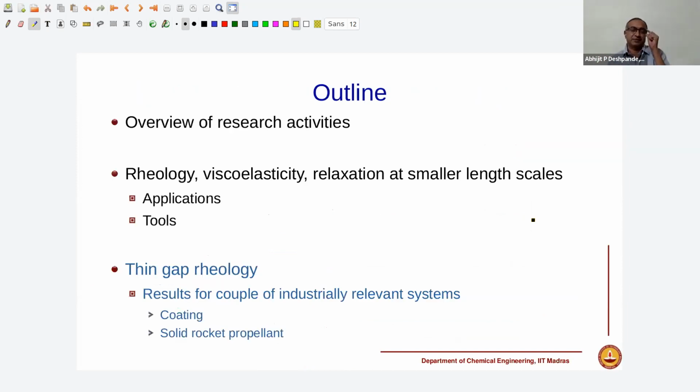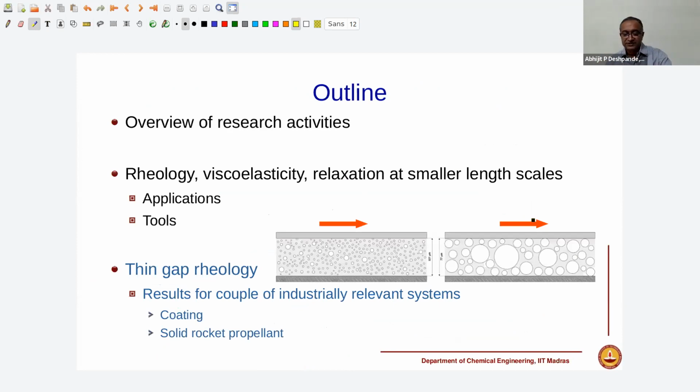So I'll just talk about two such examples, which are both based on industrial applications. And again, just to remind you, when I say thin gap rheology, what we mean is the structural elements, whether it's macromolecular or particle, are of a similar order of magnitude as the gap in which we are trying to look at shearing of these materials, as opposed to bulk rheology, where each element is usually, as a thumb rule, 10 times smaller than the gap.